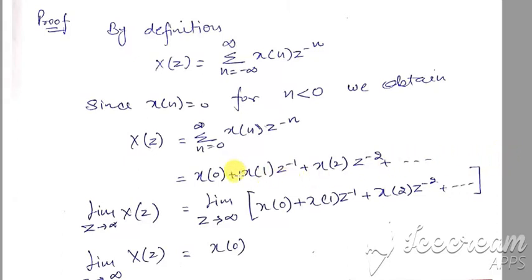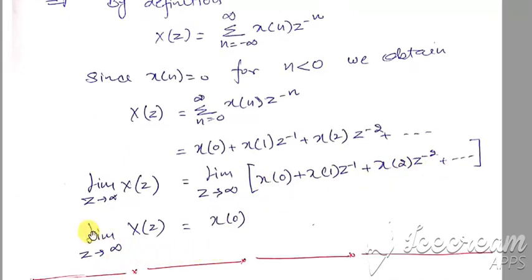Now, taking the limit on both sides as z tends to infinity, it becomes limit z tends to infinity X(z) is equal to limit z tends to infinity of this series. Now, if we put the value of z tends to infinity here, then all these terms will become 0. Only x[0] will be left. So we get limit z tends to infinity X(z) is equal to x[0]. This is the initial value theorem.